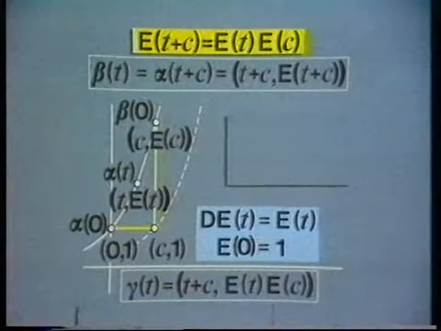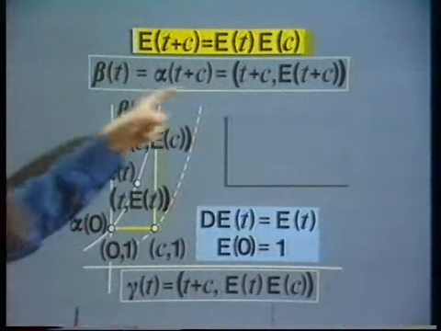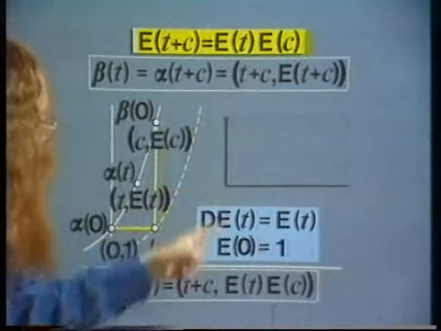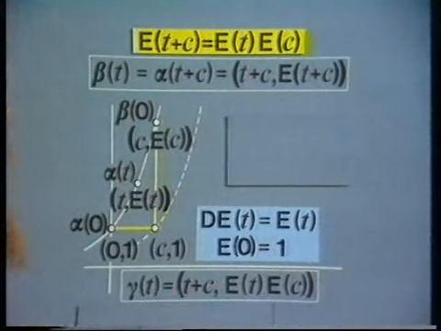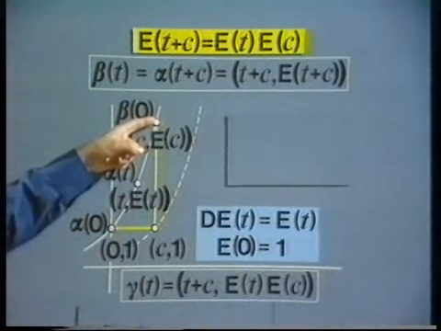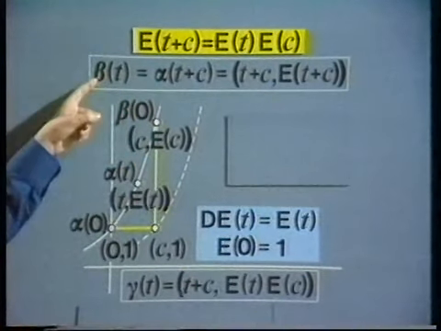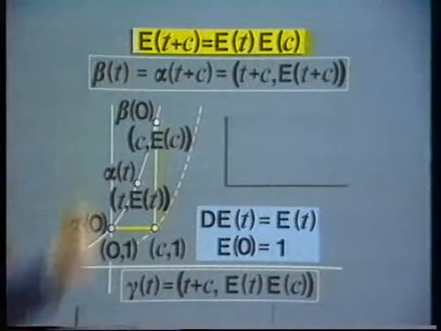Now our result will follow if we can show that gamma is an alternative representation of beta, because then their second coordinates will be equal as required. In fact, we're going to do rather more. We're going to show that gamma is a flow function beginning at the same point as beta, and since the flow function starting at this point is unique, it'll equal beta, and again the result will follow.